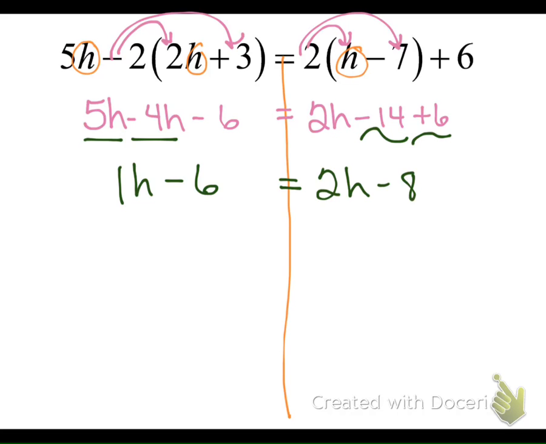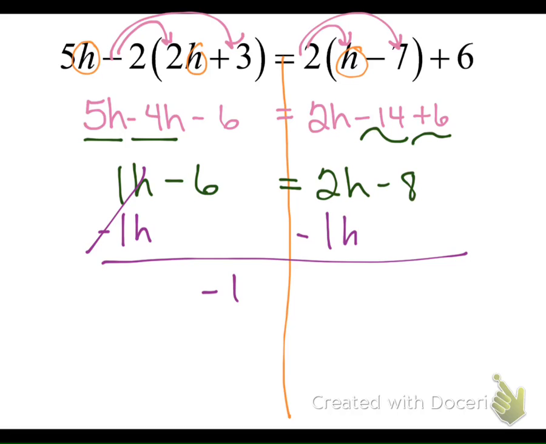New step is I'm going to pick on the little guy. This is why I wanted to keep that 1h there, because the little guy, 1h and 2h, is going to be that 1h. So I'm going to subtract 1h from both sides to get the variables to the same side of the line of equality. My left side, I bring down my -6, and on my right side, 2h minus 1h will be 1h, and then I bring down my -8.